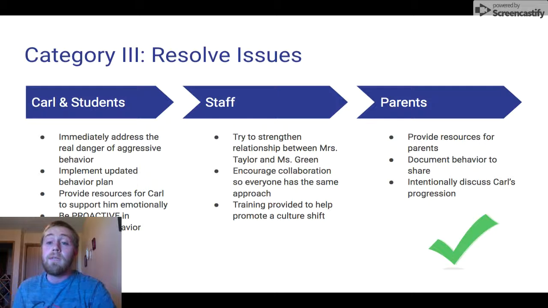We're going to document Carl's behaviors in the classroom and outside of the classroom to share out to the parents to update them on how his progress is going, what we need to change, and what's working for him. And then we're going to intentionally discuss Carl's progression. We're going to set up times to truly see where we're at in the situation and how we are going to move forward from there.